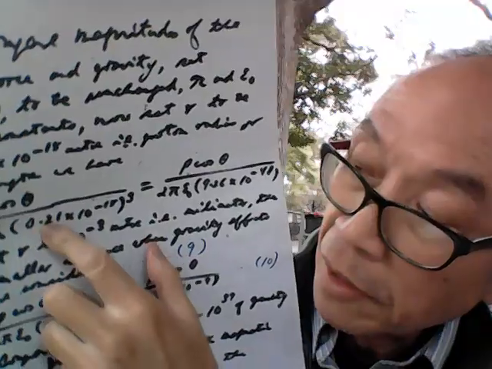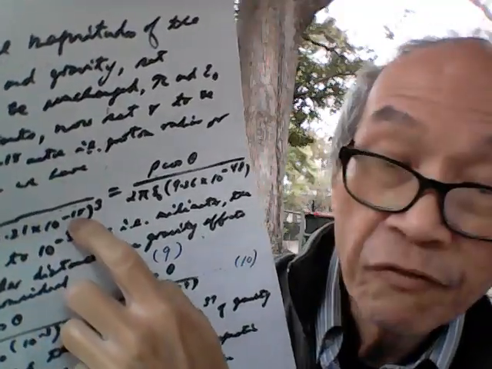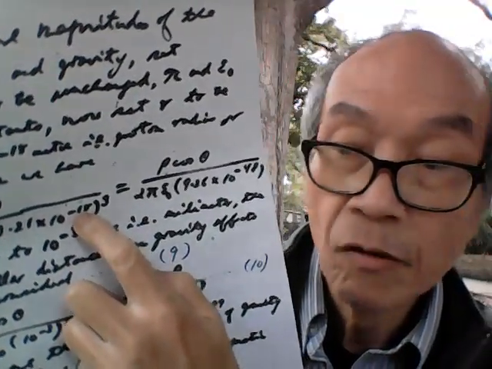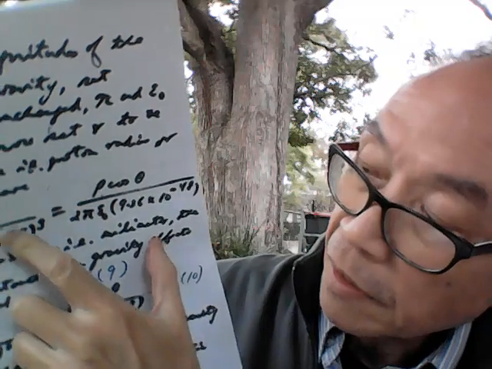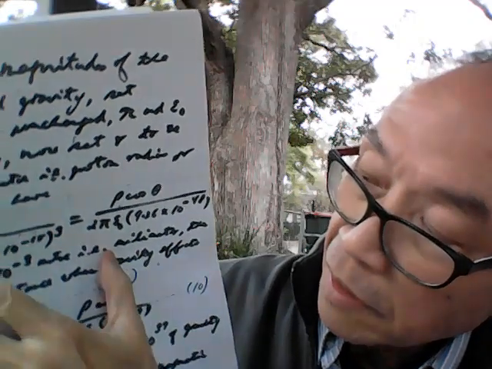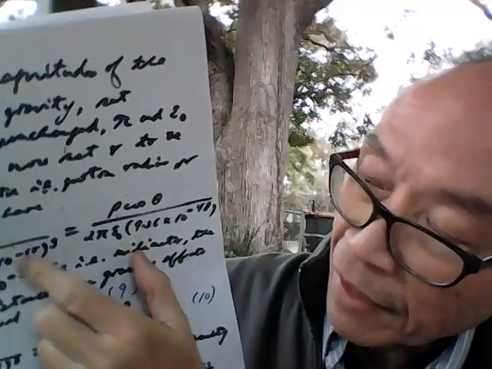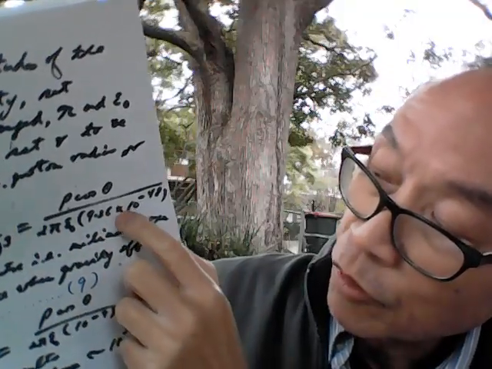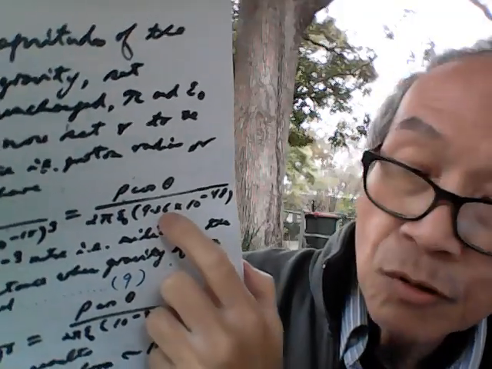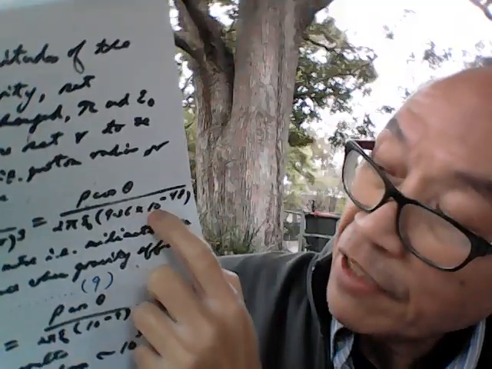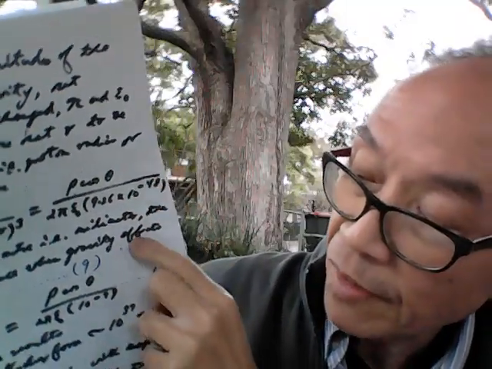10 to the power minus 15. So 0.21 times 10 to the power minus 15, bracket to the power 3, is equal to 9.26 times 10 to the power minus 48.